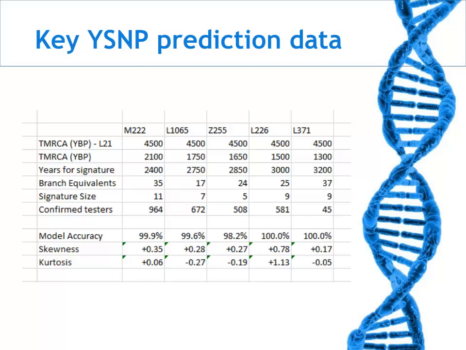Then my particular haplogroup that I analyze has a signature of 9, 25 branch equivalents, 581 testers, and it has 100% accuracy. And L371 is a much smaller one. It has 9 signatures as well and 37. So it's very isolated, but it only has 45 testers. But it also has 100% accuracy as well. I'll cover skewness and kurtosis in a later portion of this presentation.